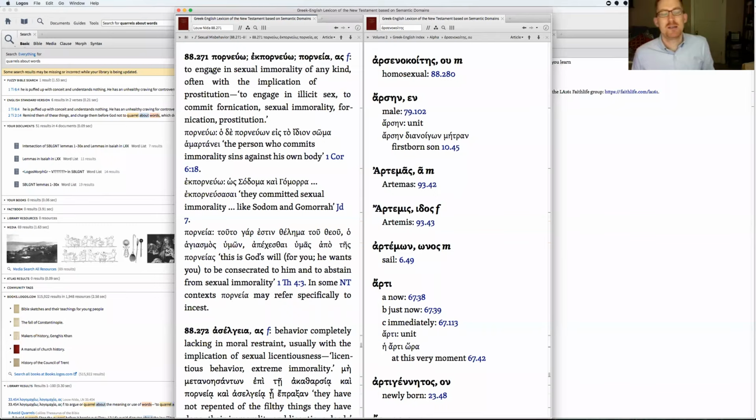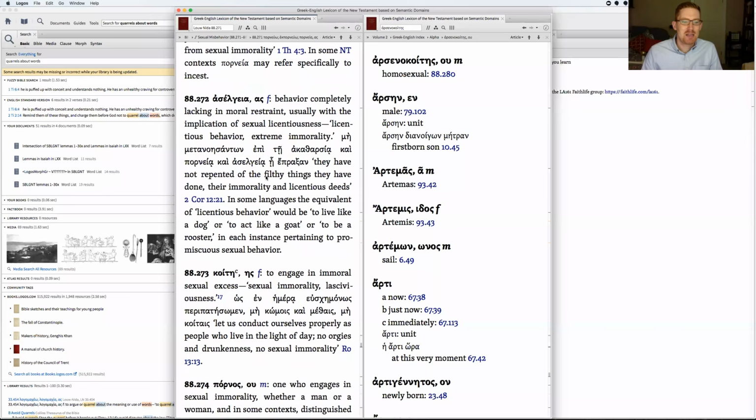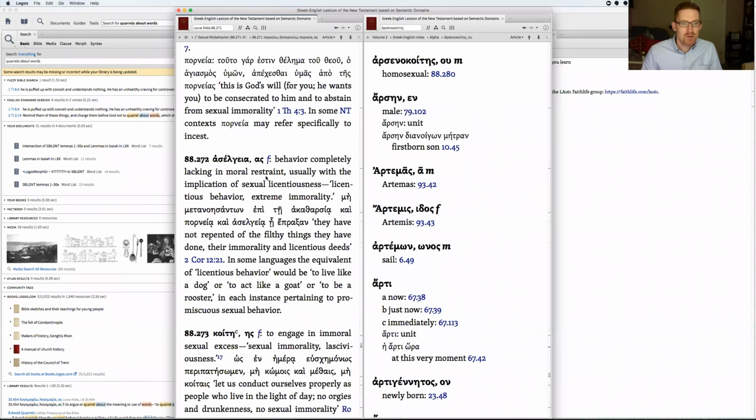But in a vice list, like 1 Corinthians 6:9 and 1 Timothy 1:10, where arsenokoitēs is used, usually the other words exist in some kind of contradistinction to the one you're studying. So if you know what porneia means and aselgeia, you'll know that, okay, arsenokoitēs does not mean these things. Those elements of the semantic domain are already taken up. So it's very helpful to look at all of the words within the semantic domain. Basically you're looking at impurity, fornication, and adultery. And let's see anything else that occurs there.